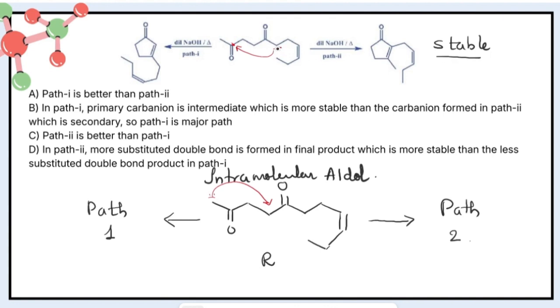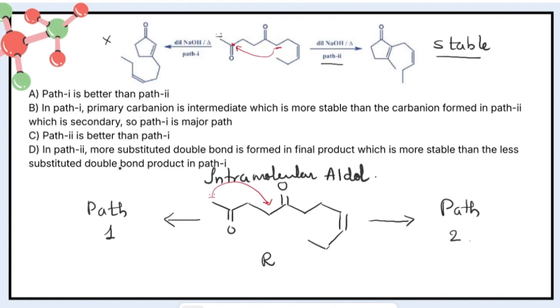Although the carbanion formed here is a secondary carbanion, due to the stability of the product, we prefer path 2. In case of path 1, although we have a primary carbanion, it's kinetically favoured. That means the formation of the primary carbanion is quick, right? Therefore, it is going to form the product shown here. But what about the substituents? We have fewer substituents here. Therefore, this double bond is not so stable.